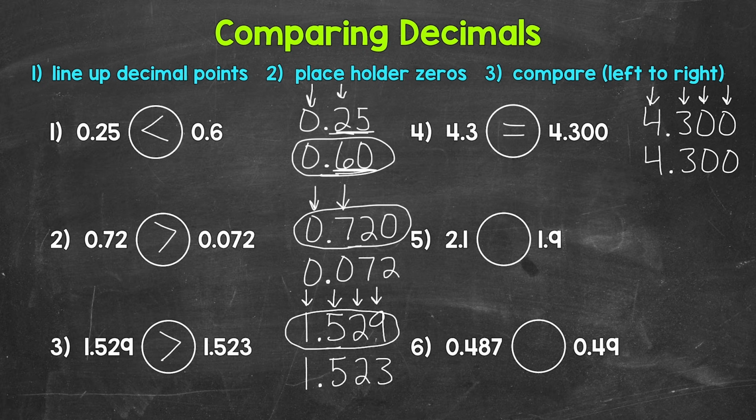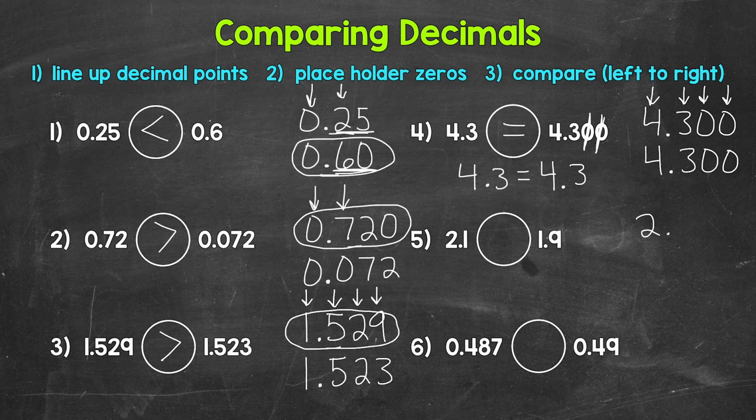And remember, like we talked about earlier, zeros to the right of decimal digits do not change the value of the decimal. So we can even take these zeros off of the end here because they are not changing the value at all. So we can also look at this as 4 and 3 tenths is equal to 4 and 3 tenths. Next, let's move on to number 5, where we are comparing 2 and 1 tenth and 1 and 9 tenths. Let's line these up.